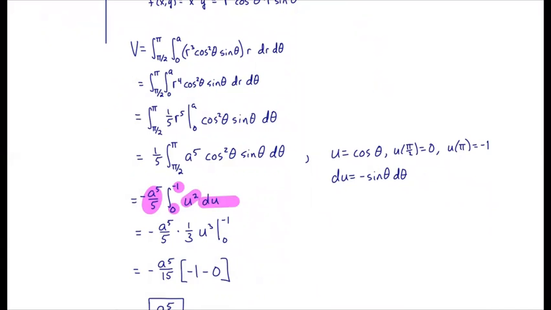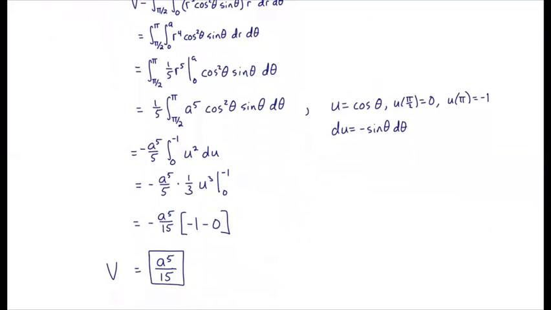So again, we just have a power rule antiderivative, and that leaves us with negative a to the fifth over 5, times 1/3 u cubed from 0 to negative 1. And plugging this in, 1/3 times negative a to the fifth over 5 is this term out front, and we have negative 1 minus 0, plugging negative 1 minus the evaluation at 0 into that function u cubed. And the result of that is a to the fifth over 15.